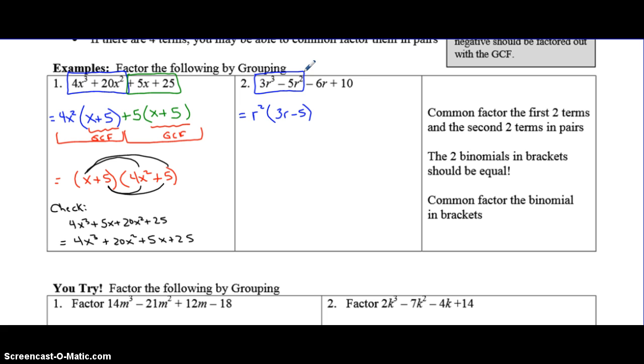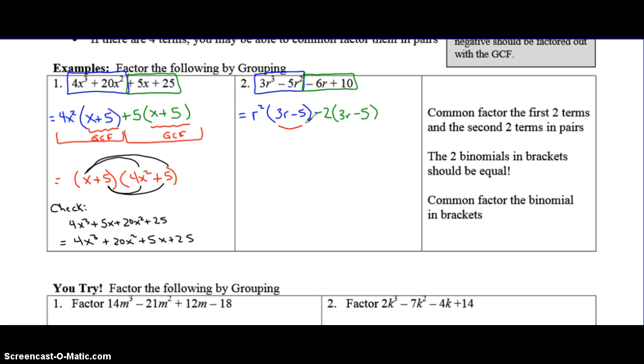Now, put a box around the second two terms. The biggest number that divides into 6 and 10 is 2, but remember the first term is negative, so you're going to factor out the negative with it. There is not an r in both terms, so your greatest common factor is just negative 2. If you divide this term by negative 2, you get 3r. If you do divide this term by negative 2, you get negative 5.